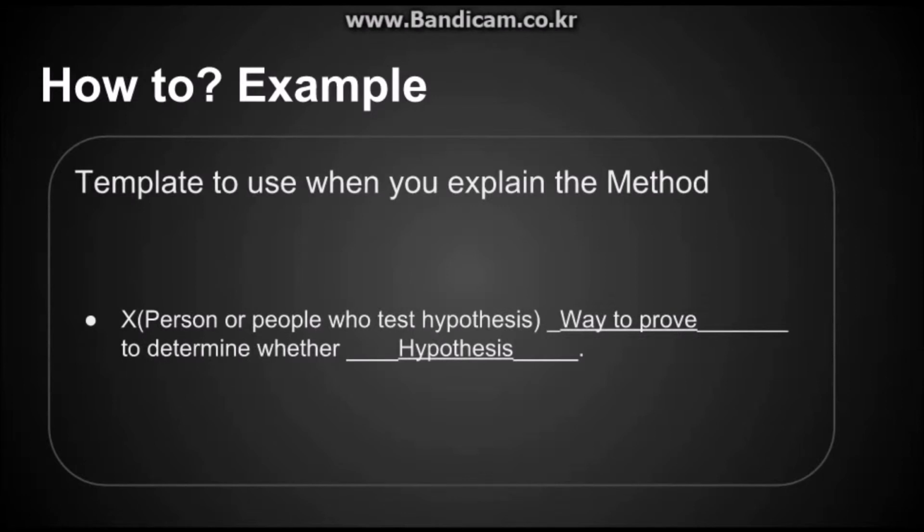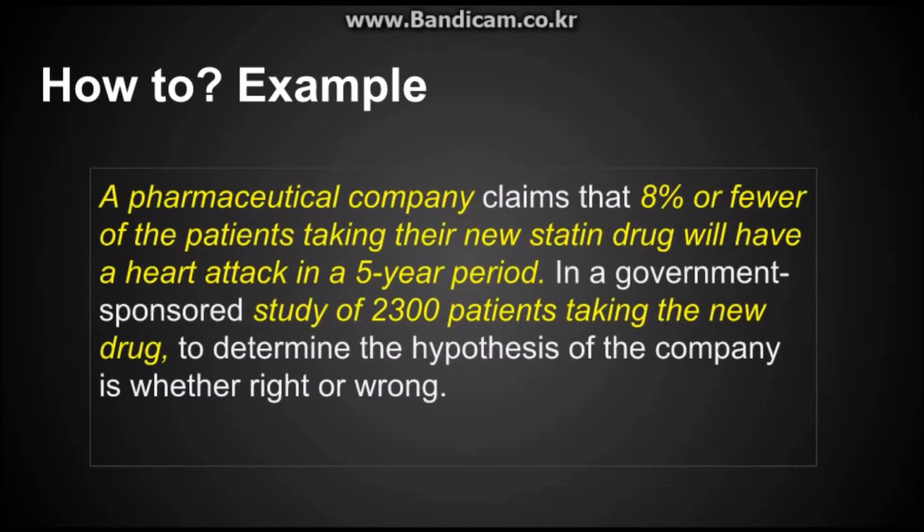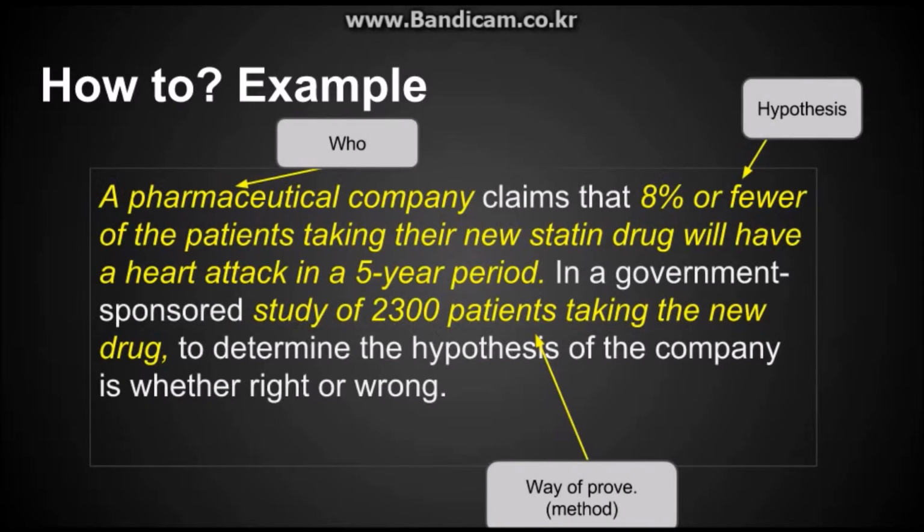So here is a template that you can use. Explain the person who collected the data. Clarify the method and hypothesis once again. When you see this example, it clearly shows who and which method used. Numerical numbers in a sample size or in a method make your essay more reliable and credible.